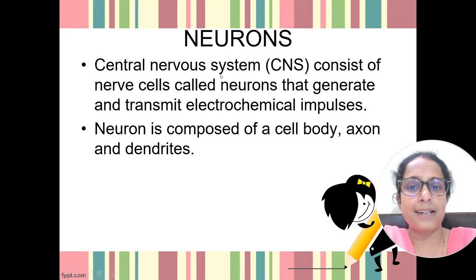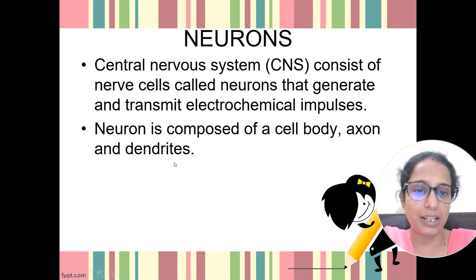So the central nervous system consists of nerve cells called neurons. Neurons kya hai? Hamare central nervous system ke nerve cells hain, unko humne name diya hai neuron, that generate and transmit electrochemical impulses. इनका काम क्या है? Electrochemical impulses जो हैं वो pass on करना. So neuron is composed of cell body, axon and dendrites.